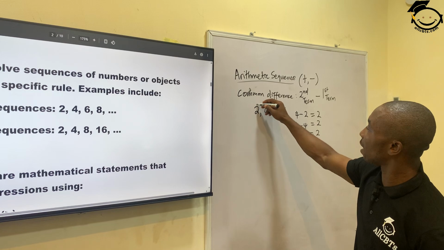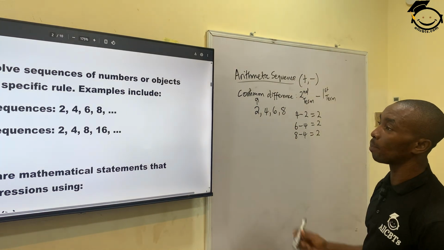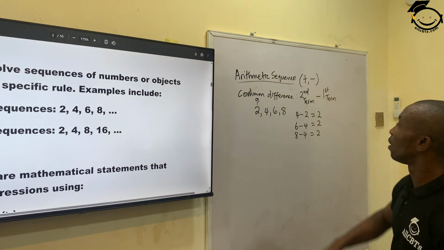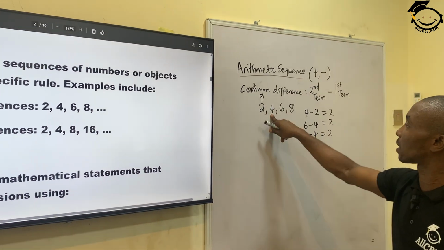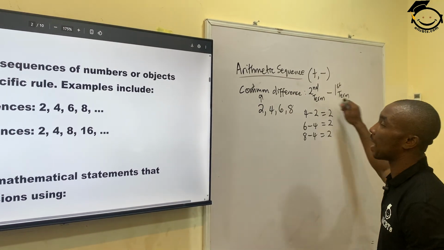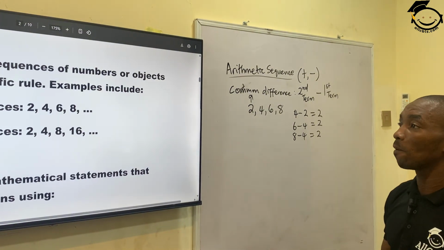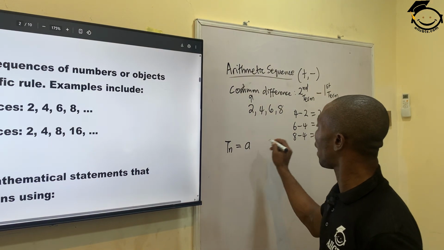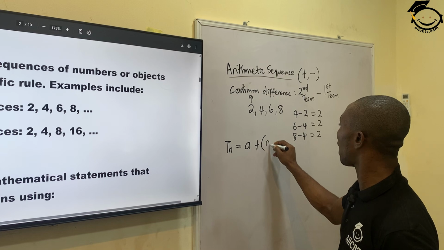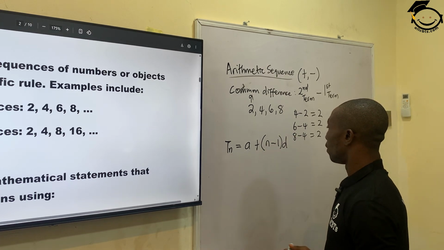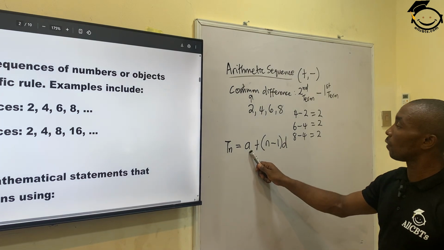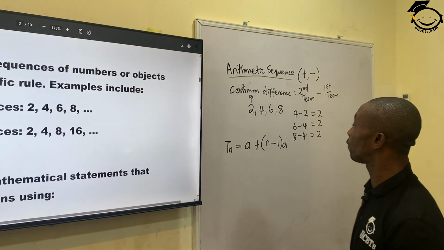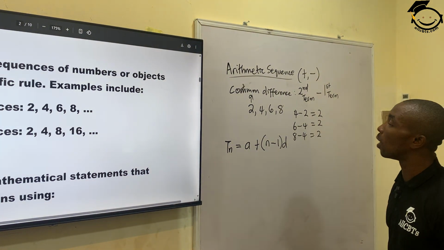Our first term, which is A, is our first number in the sequence. Followed by the first term is our second term, third term, fourth term, and so on. The general formula for an arithmetic sequence is Tn equals A plus (n minus 1)d, where A is your first term, n is the number of the term you are looking for, and d is your common difference.